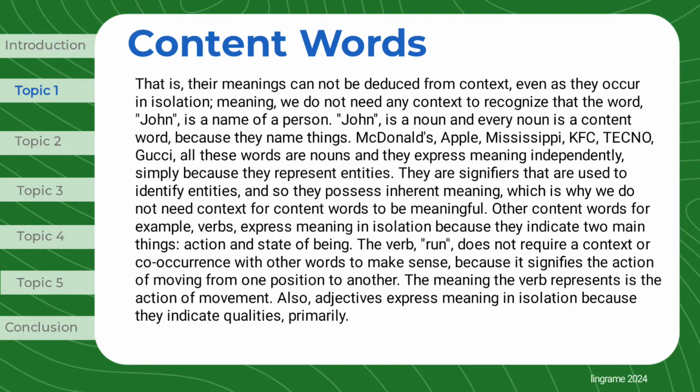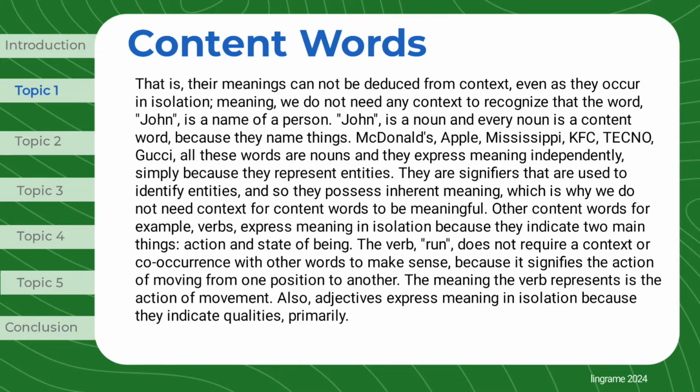John is a noun and every noun is a content word, because they name things. McDonald's, Apple, Mississippi, KFC, Techno, Gucci, all these words are nouns and they express meaning independently, simply because they represent entities. They are signifiers that are used to identify entities, and so they possess inherent meaning, which is why we do not need context for content words to be meaningful.